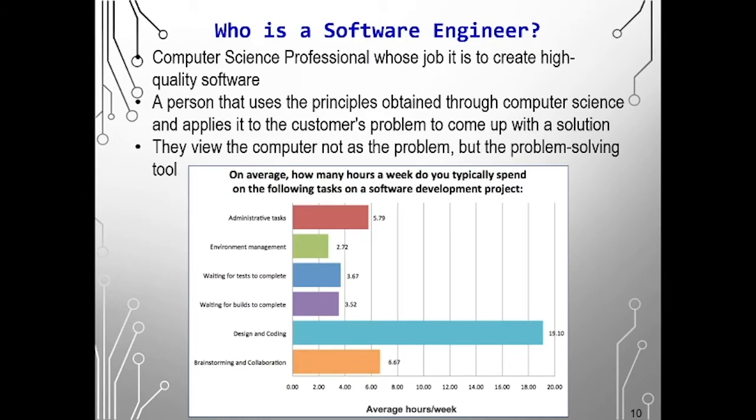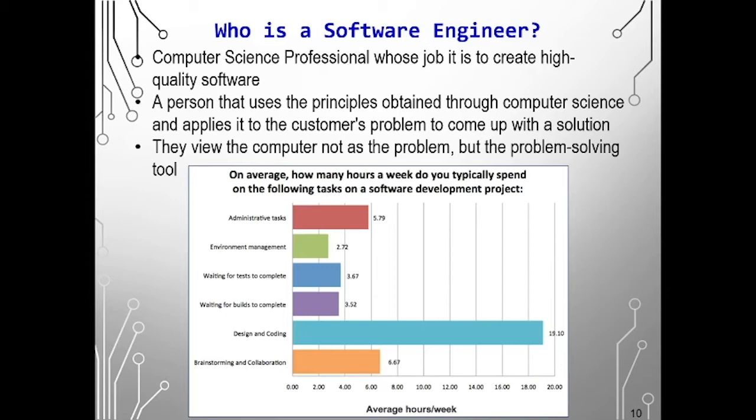So who is a software engineer? Well, they are computer science professionals that create high-quality software, and they use the principles obtained through computer science and apply it to the customer's problem to come up with a solution. And they view the computer not as the problem, but as their problem-solving tool.